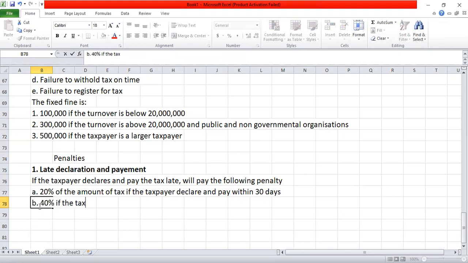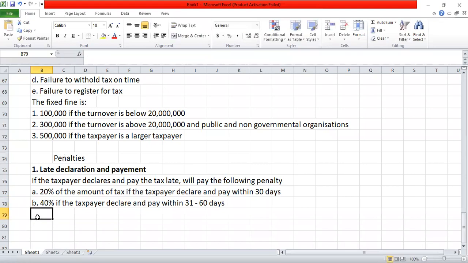if the taxpayer declares and pays within 31 to 60 days. If a taxpayer pays within 31 to 60 days, then you're going to calculate the penalty at 40%.